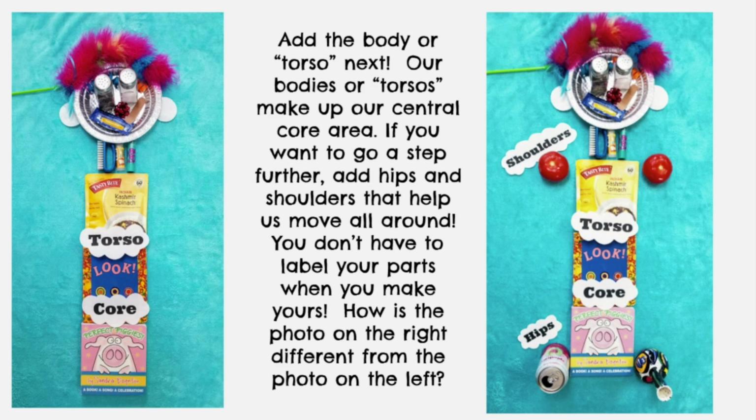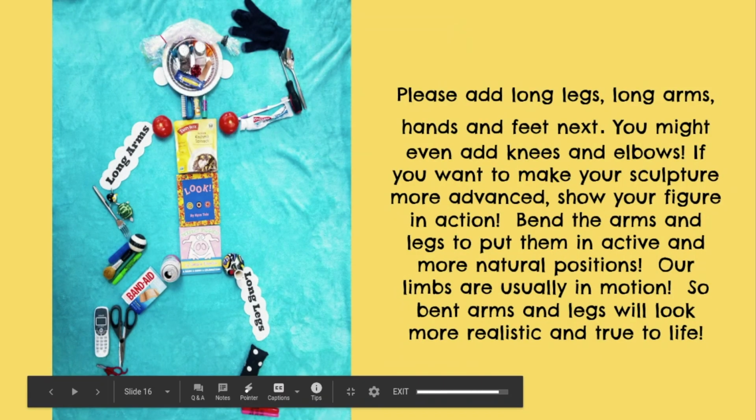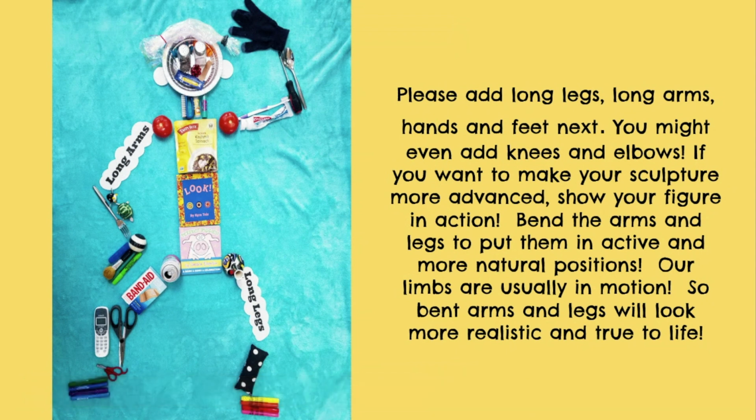Add the body or torso next. Our bodies or torsos make up our central core area. If you want to go a step further, add hips and shoulders that help us move all around. You don't have to label your parts when you make yours. How is the photo on the right different from the photo on the left? Please add long legs, long arms, hands, and feet. You might even add knees and elbows.